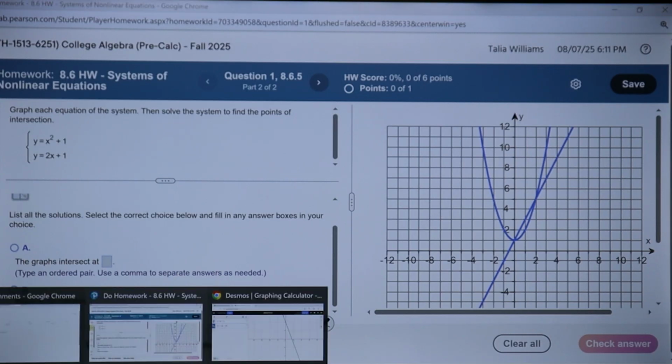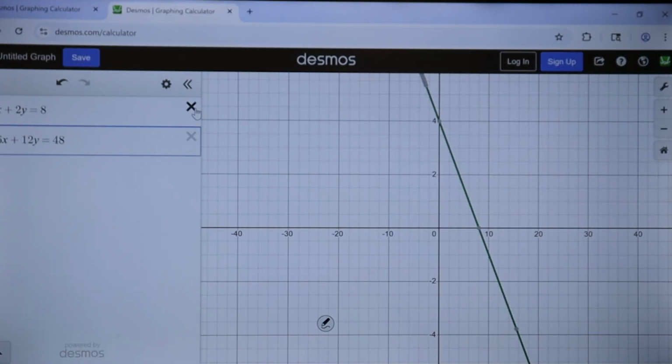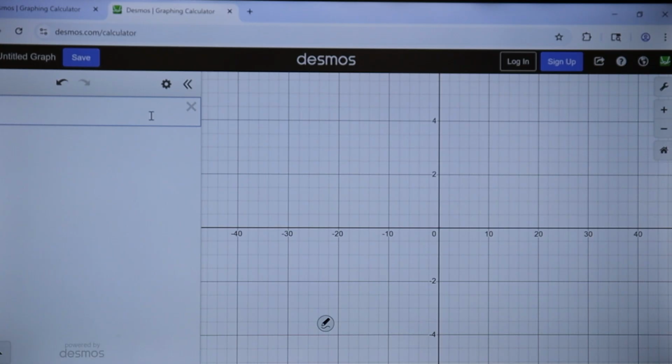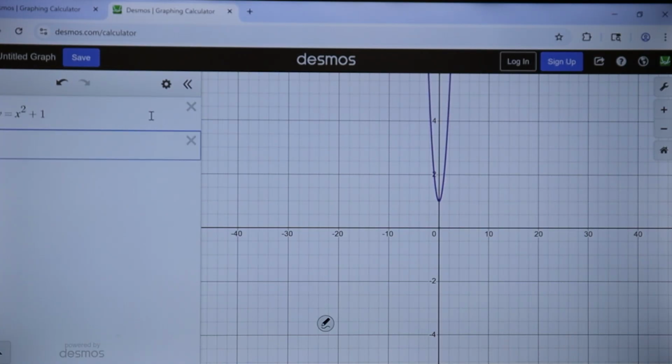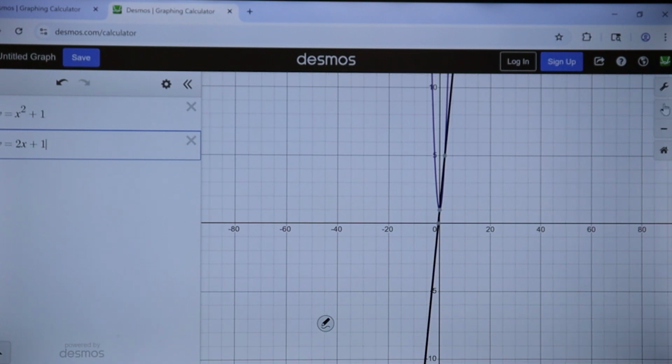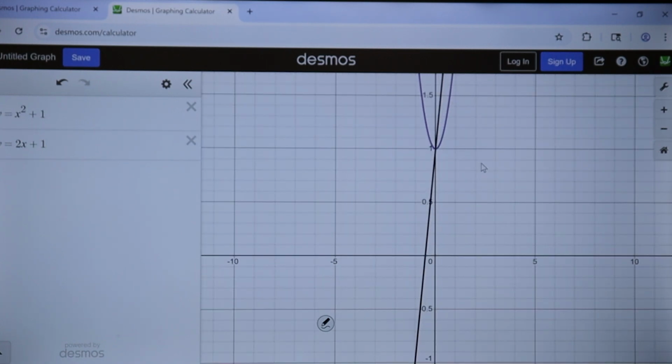Let me go ahead and graph it on Desmos to show y'all. I keep saying it and I'm not doing it. Okay, y equals x, and to get the square, I do shift 6, and it gives me that little plus 1. Just be sure you click out of it if it's needed. And then we have y equals 2x plus 1. So I can zoom out or in so I can see it better.